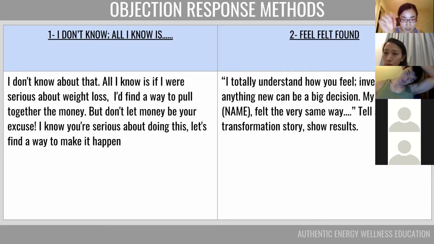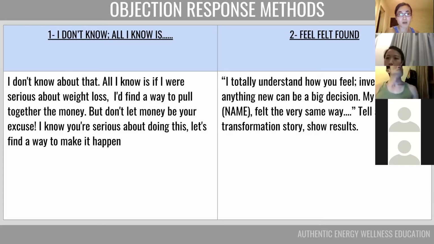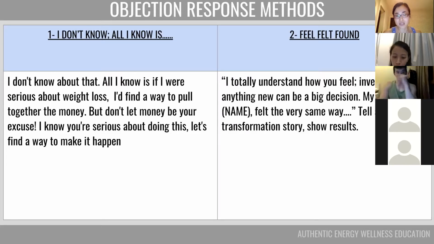So I have an example here in the table, about someone who will say something like, oh yeah, I don't know if I'm ready, or I don't know if it's for me. Sorry, I forgot why I wrote this. Yeah, like, oh, I don't have the money. Okay, but all I know is, if I were serious about weight loss, I'd find a way to put together the money, and don't let money be your excuse. Like, I know you're serious about this. Let's find a way to make it happen. This is just an example for us to handle when someone says, I don't really have money for this.